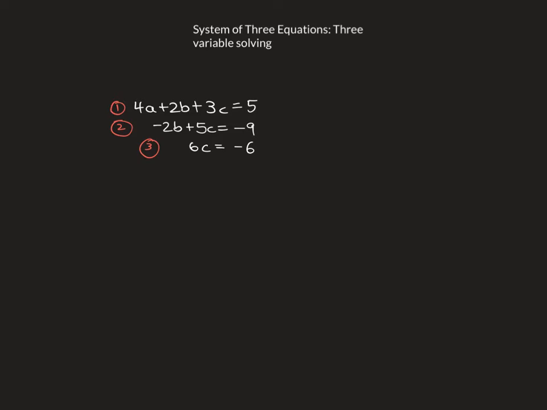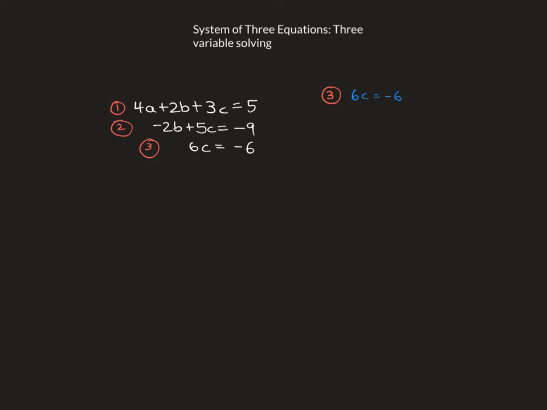Now, what would be our first step? Sometimes you may not get this type of outcome. But in this case, as you can see here, in equation 3, we can directly solve for one of our variables because we've already isolated the variable and we have a separate value on the other side of the equation. So let's write out equation 3 over here. So we have 6c is equal to minus 6.